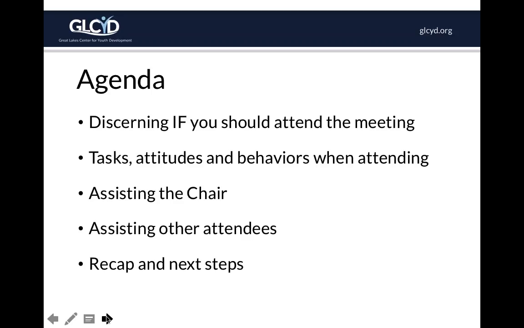more and more emphasis is being placed on teamwork and partnerships and collaborations, which means more of our time is spent in meetings. Our agenda today will be covering if you should attend the meeting. We'll talk about tasks and attitudes and behaviors when you are attending, how you can assist the chair and other attendees, and then recap and some next steps.